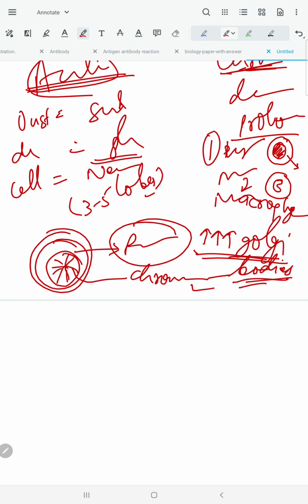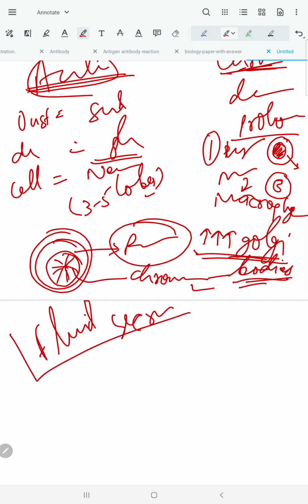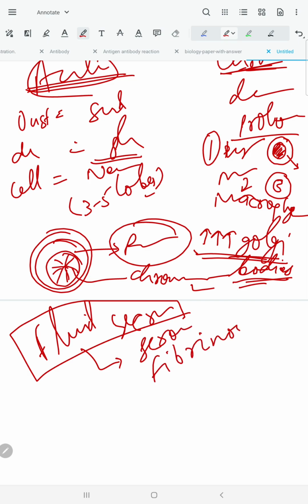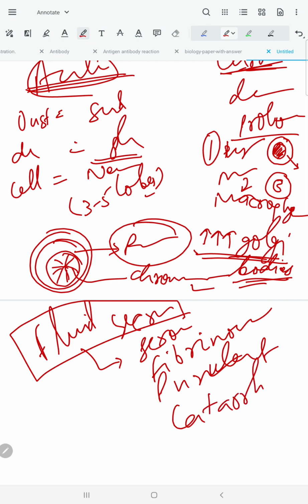Okay. Now inflammation on the basis of fluid secreted, it is of 4 types. Okay, on the basis of fluid secreted, it is of 4 types. What are they? They are serous, fibrinous, purulent and catarrhal. Okay, serous, fibrinous, purulent and catarrhal.